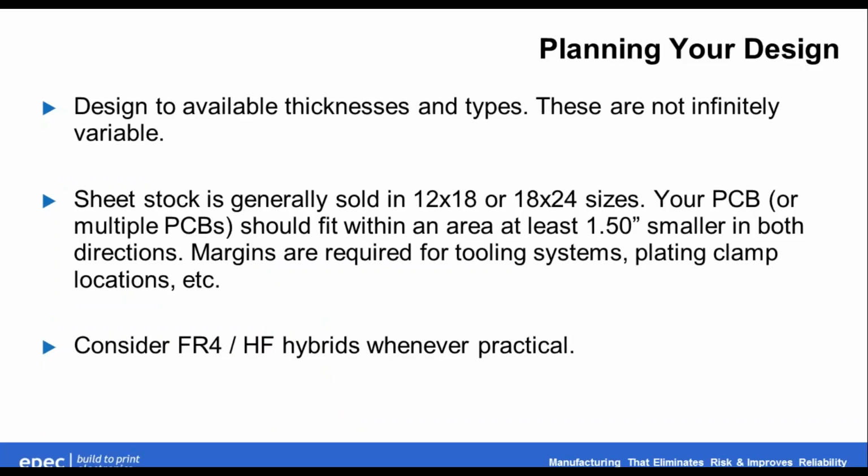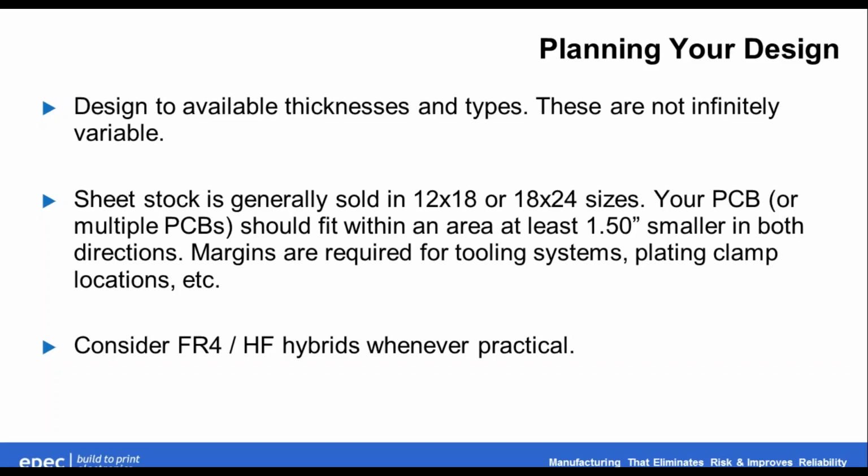When you're planning your design, again, I keep saying the data sheets are great, but you want to design to available thicknesses and types because they're not infinitely variable. In particular, the bond ply is not infinitely variable in thicknesses. With FR4, you have several different types, but with the bond ply, it tends to be kind of a one-size-fits-all. So you need to be aware of that when you're designing your stack up and shooting for your overall thicknesses.